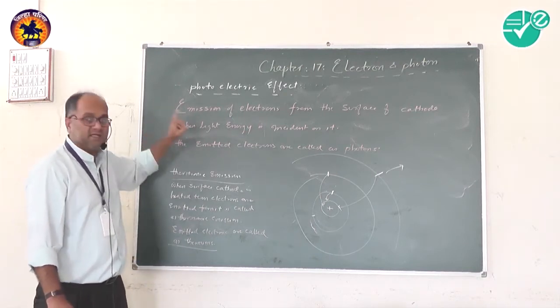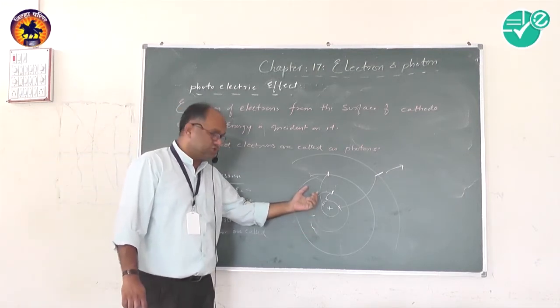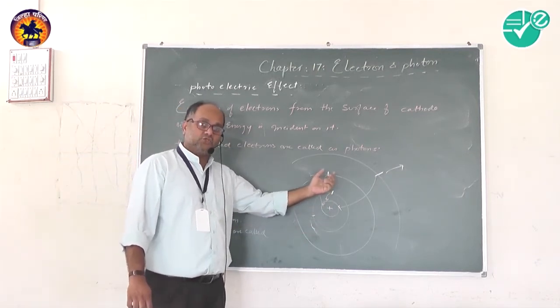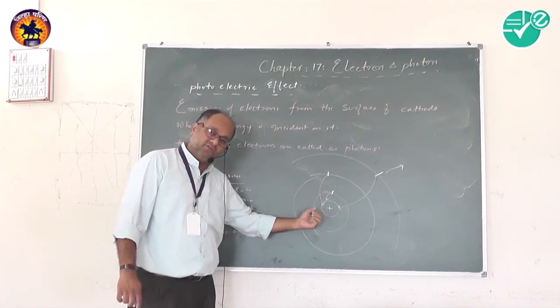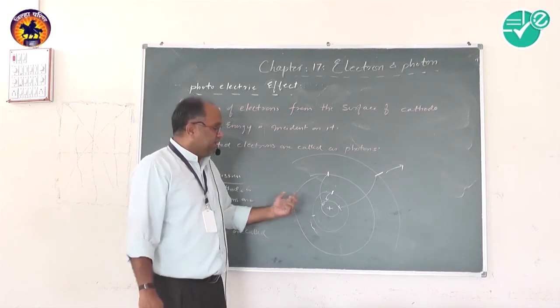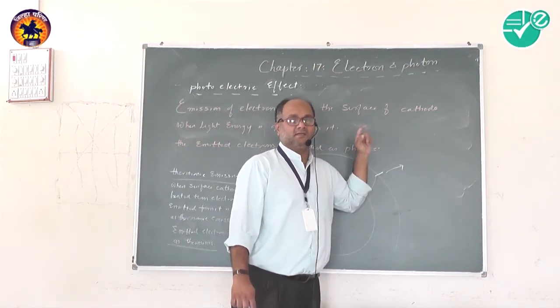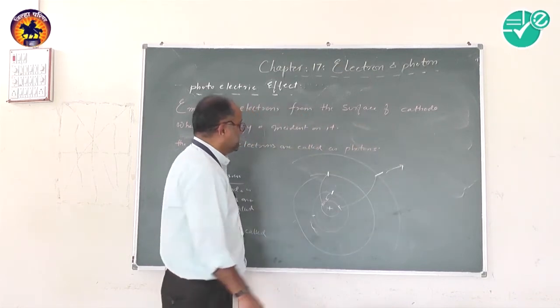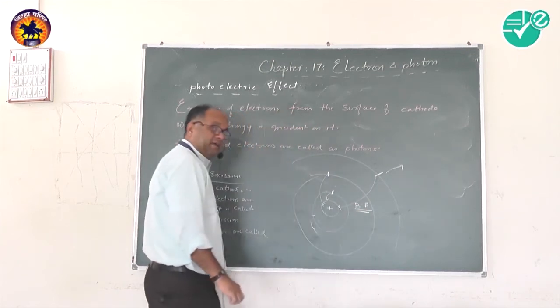So this is the basic concept: an atom has positive and negative charges. The electrons moving in the outer orbits are bound by the electrostatic force of attraction to the nucleus. If we want to remove them, we have to give energy greater than the binding energy, and that energy with which they are bound is called the binding energy.